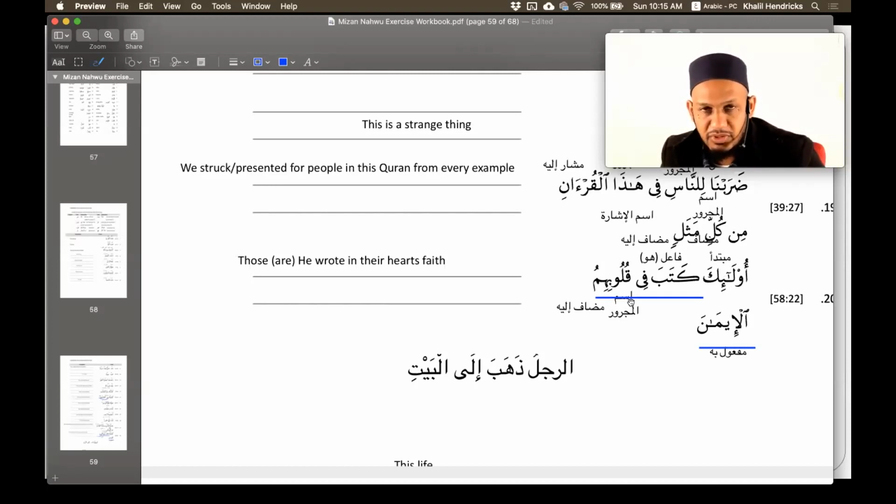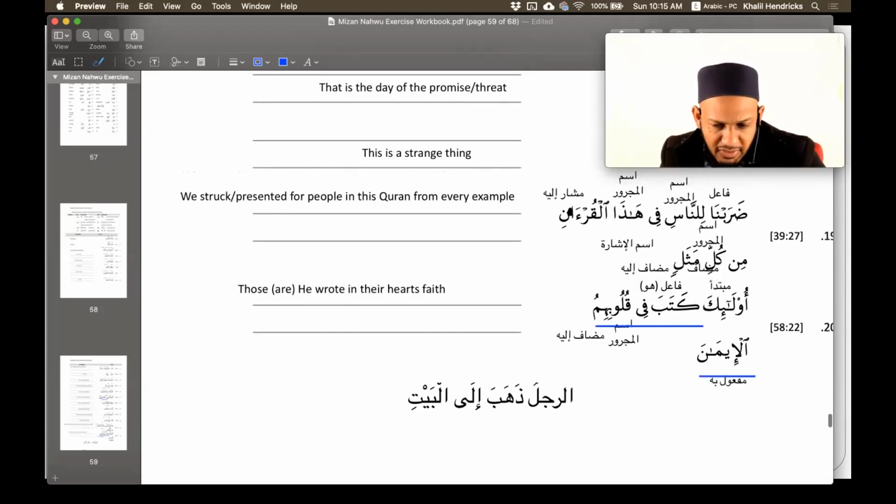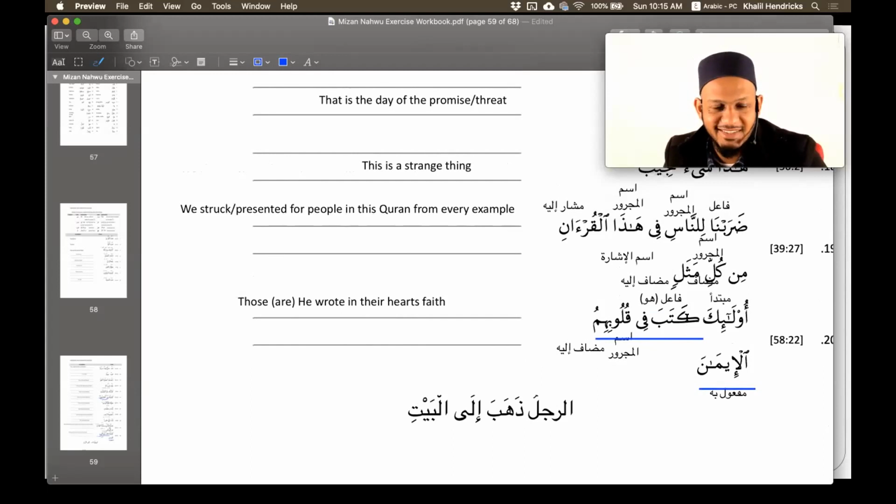Kataba fi qulubihim al-iman. He wrote in their hearts faith is a jumlatul fi'liya and it takes the place of the khabar. If you're a bit confused, it's fine, inshallah, it's not a problem. It's just that this is why I leave these examples for the end of the exercise, because these are more advanced examples and they just give a good challenge to certain students who enjoy them.